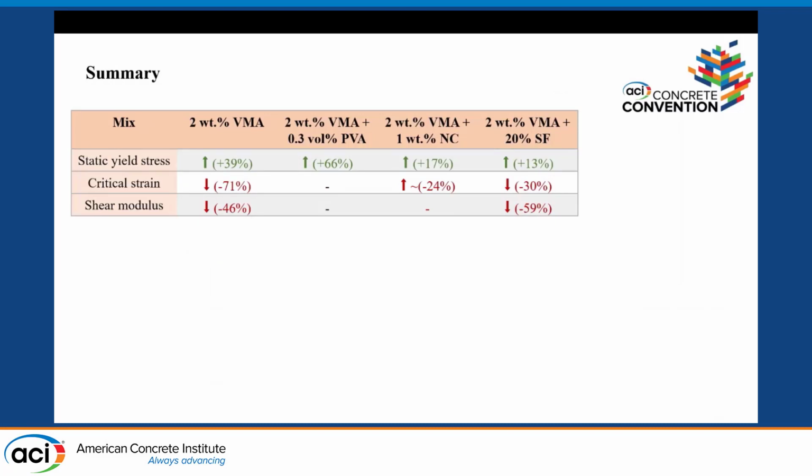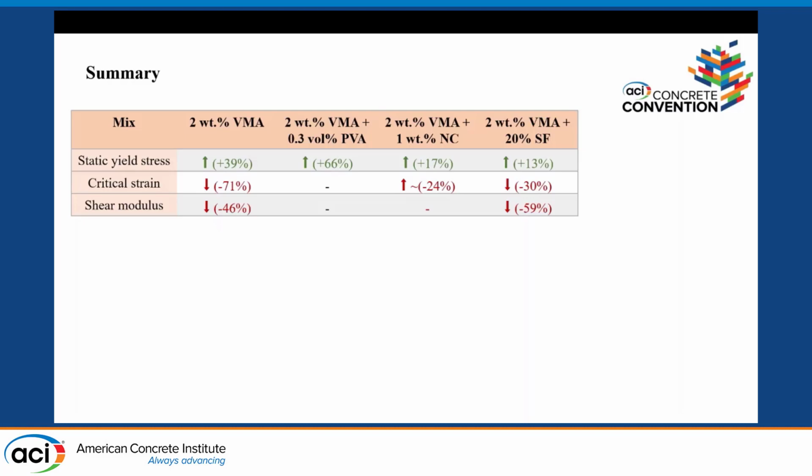So, summarizing all these mixes and the three properties. With only a viscosity modifying admixture, the static yield stress goes up around 40%, but there's a significant decrease in the critical strain and the shear modulus. With PVA, the effect was only at the static yield stress, and it was a very significant effect. With nanoclays, there was somewhat of an effect on the strain. There's really no effect on the shear modulus, and the effect on the static yield stress was not so sensitive to how much stress is being imposed. And in the last case, with silica fume, there was a lot of decrease in my shear modulus and not a lot of gain in my static yield stress.